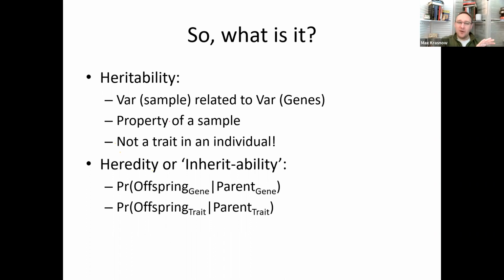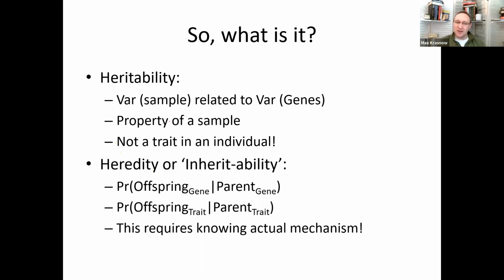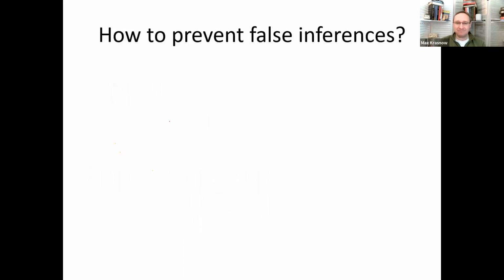So what's the likelihood of that gene being passed on? Or what's the probability that an offspring ends up with a trait, like having black hair, given that the parent has that trait, that the parent has black hair? But heritability doesn't actually tell us that. Knowing this requires knowing the actual mechanism. How do those genes work in those environments? You need to actually know how that works on a computational level. Simply looking at the heritability doesn't give you that.